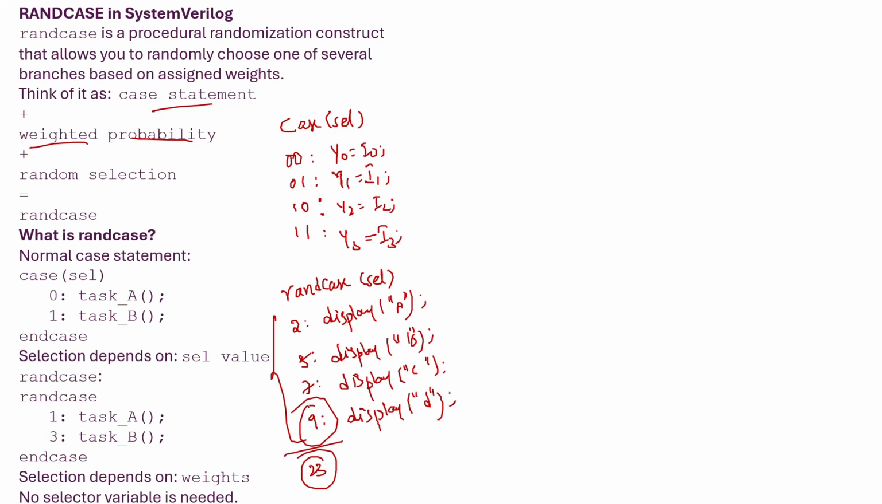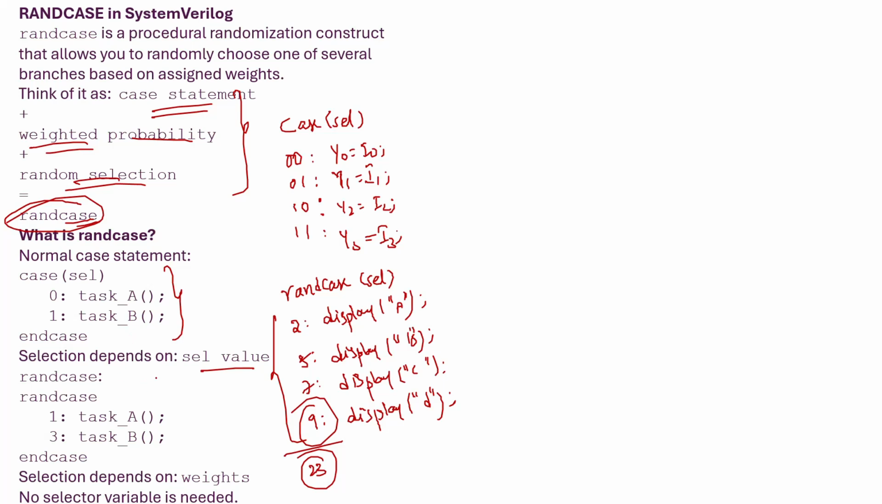Rand case depends upon random selection, as well as weighted probability. Weighted probability, random selection, and the normal case statement: all these three combined give us a rand case. Okay, so this is the normal case, and depending upon the select line, we get some output.